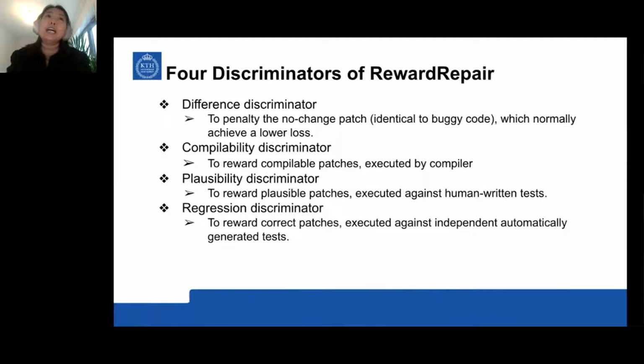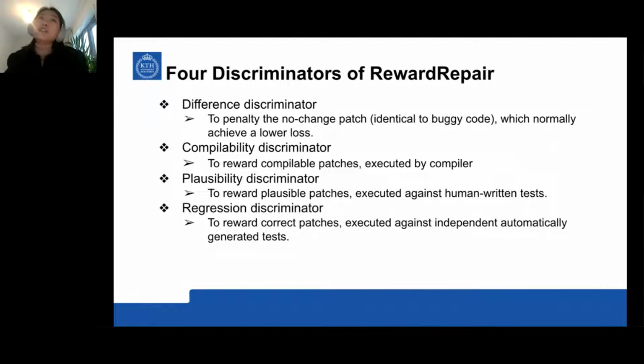So we have the compilability discriminator, which is executed by the compiler. And to determine the plausibility and overfitting of patches, we employ the human-written test cases and automatically generated independent test cases generated by EvoSuite and Randoop.